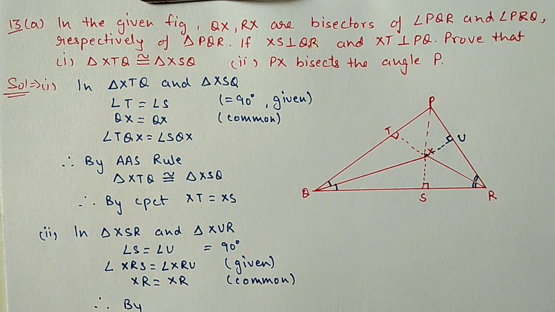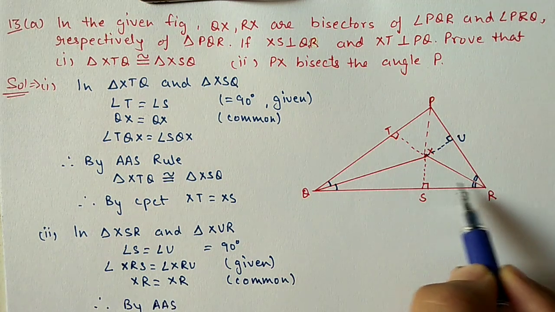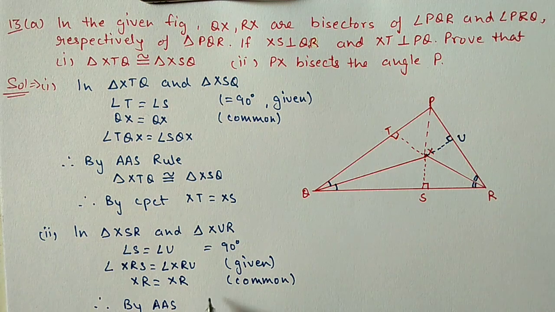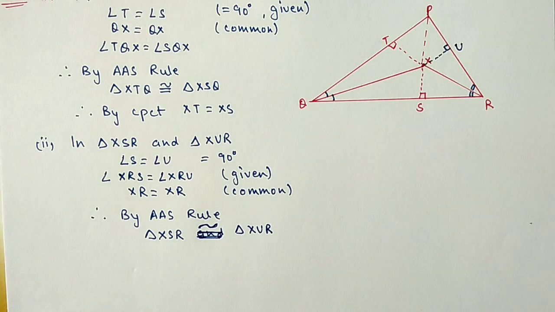Therefore by angle side rule, again we have compared one angle, then angle and one more side. These two triangles, triangle XSR and triangle XUR, are congruent. I have to put here the congruent symbol. These two triangles are congruent to each other.